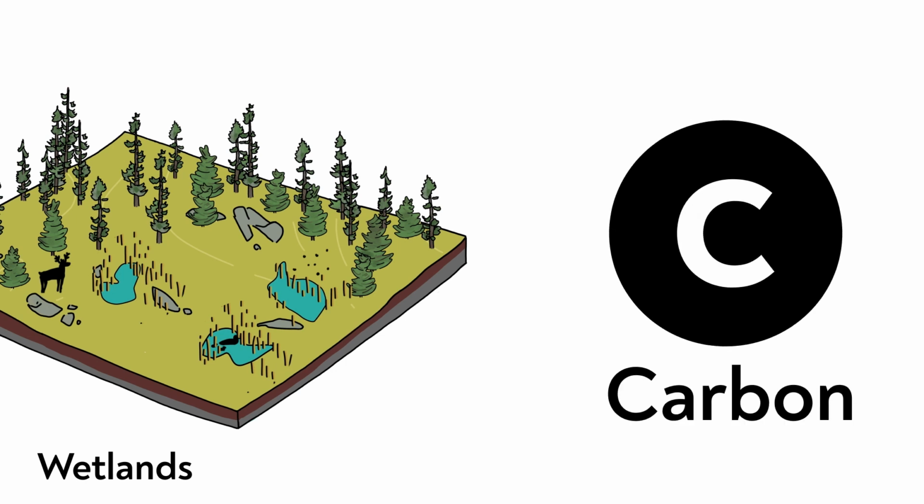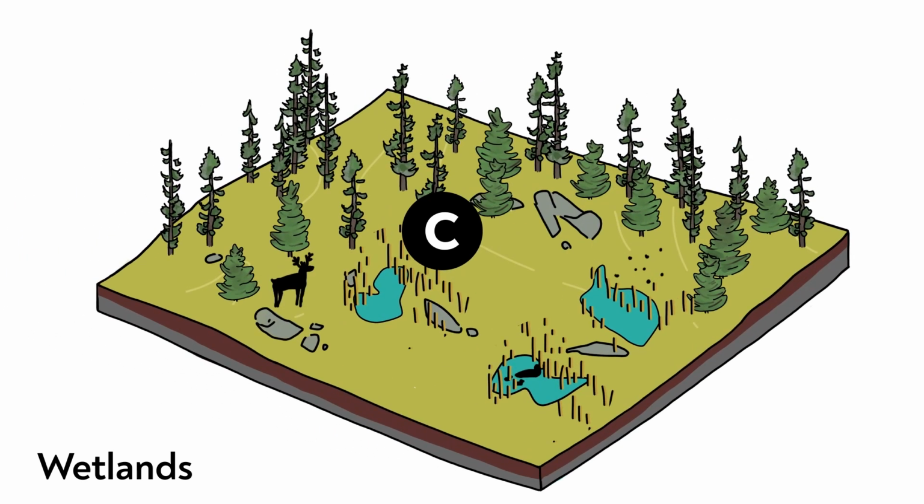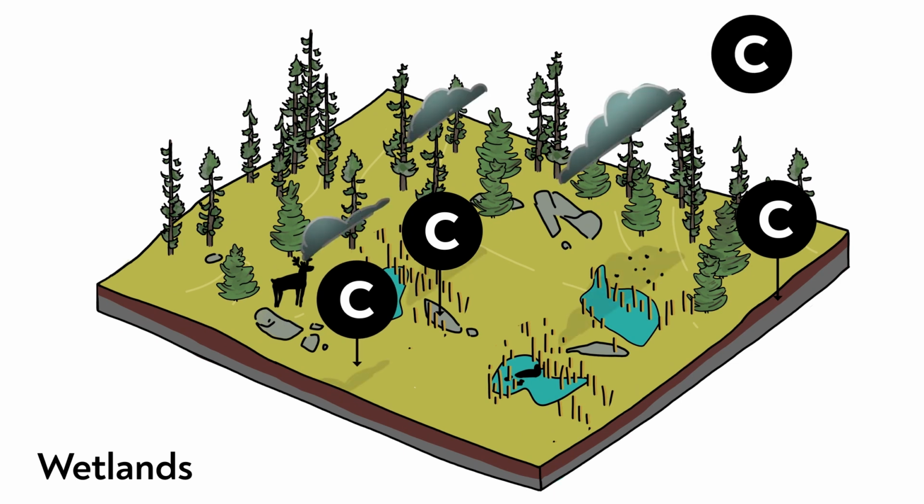Carbon is an element that is naturally occurring in nature. It's all around us. You can find carbon in the rocks and the soils that make up the land, in rivers, lakes, and oceans, in our atmosphere, and inside of living things, like you and me.